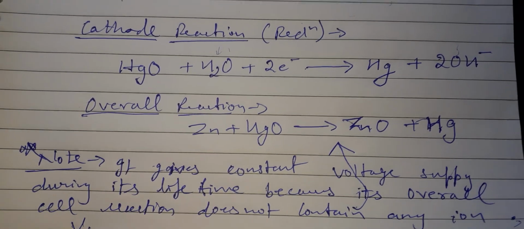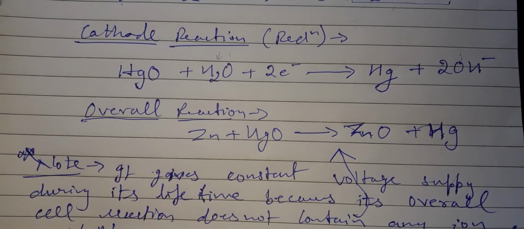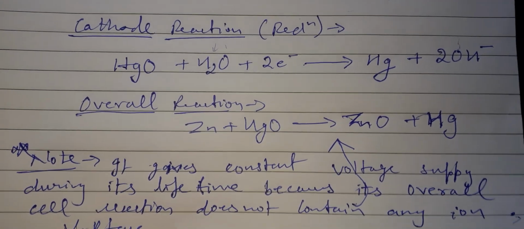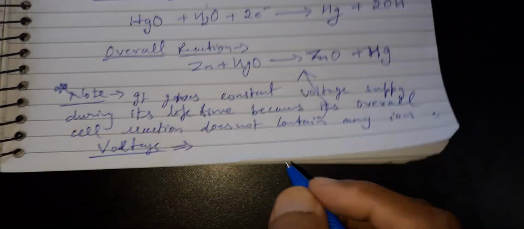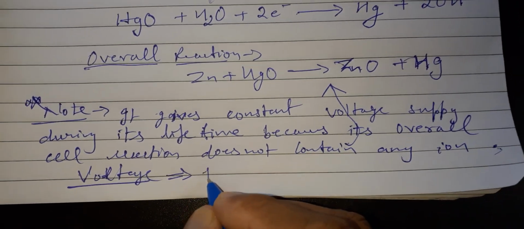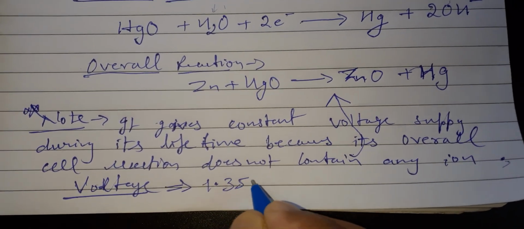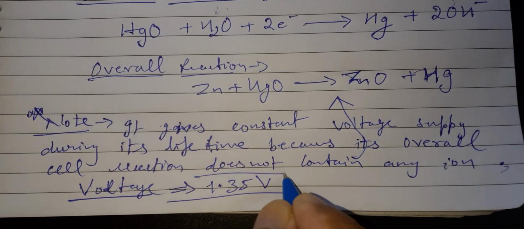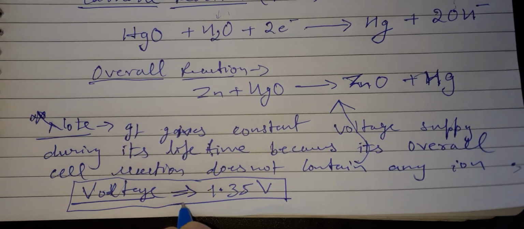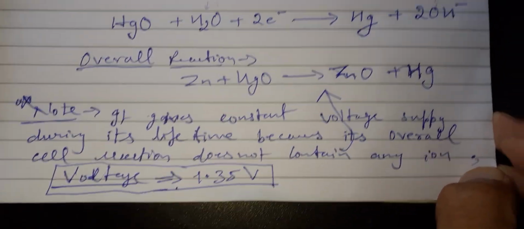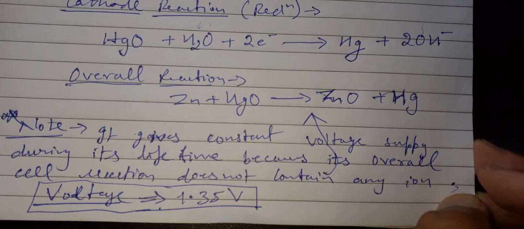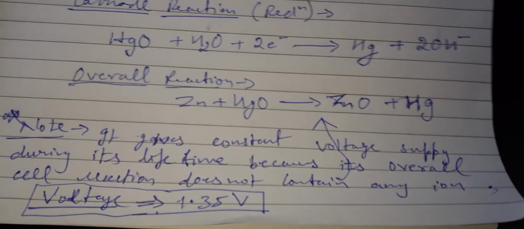And the last point of today is voltage. The voltage supply of these cells is 1.35 volt. Mercury cells commonly come in the voltage of 1.35 volt. Clear? So that's all for today. Thank you.